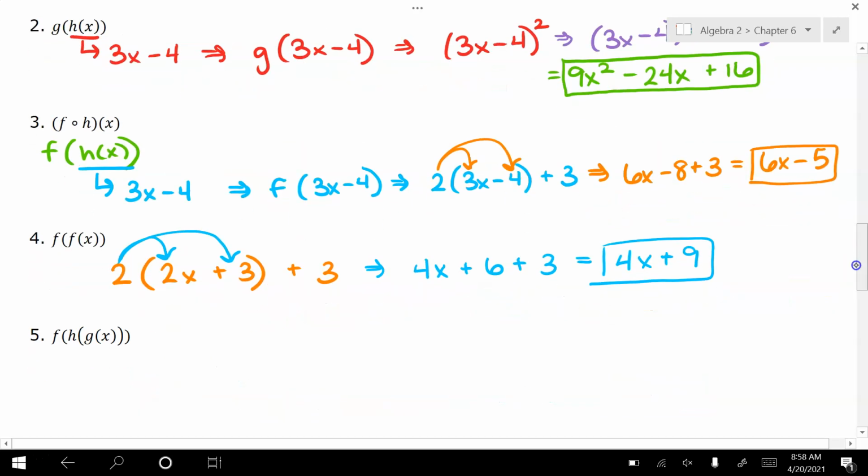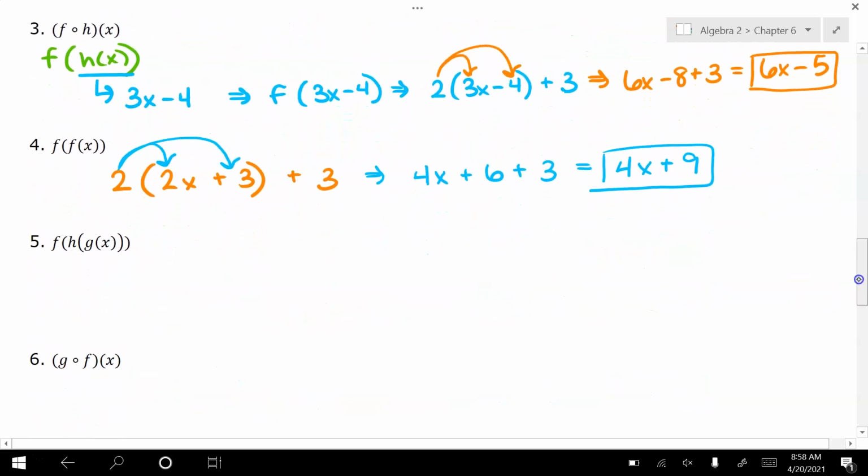I'm going to give you guys a couple minutes to try to do 5 and 6 on this page. Now 5, again, has the 3 functions, so you're going to have to just break it into smaller pieces. You're taking g's and you're putting it into h's, evaluate that first, and then plug that into f and evaluate. 6 is back to what we did on 4, 3, 2, and 1. You're just doing g of f. So I'll give you a couple minutes. I want you to try to do those.